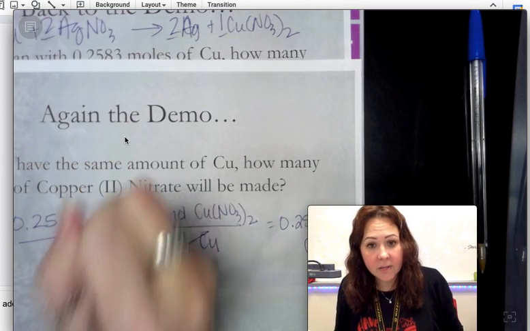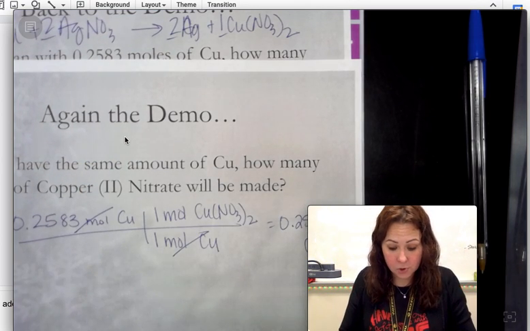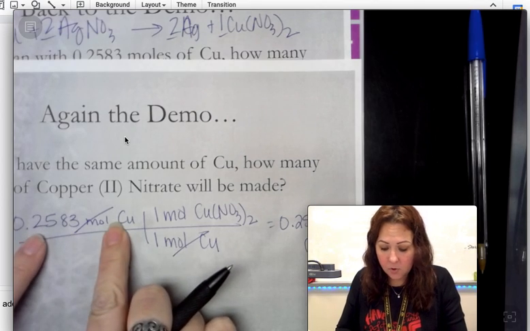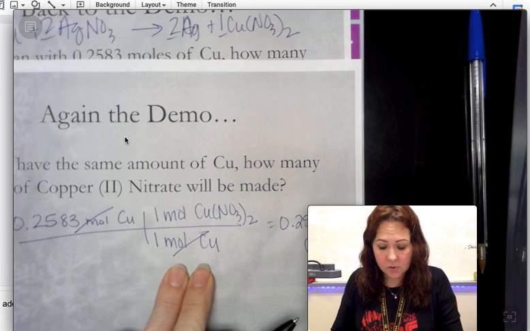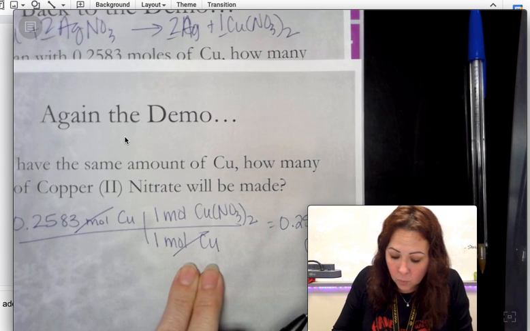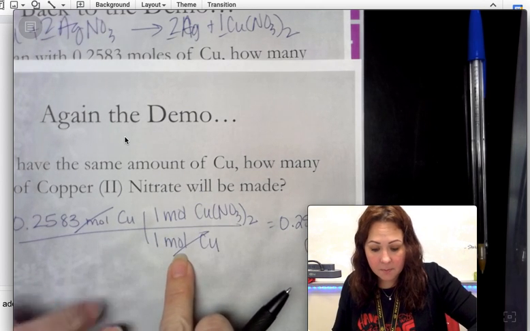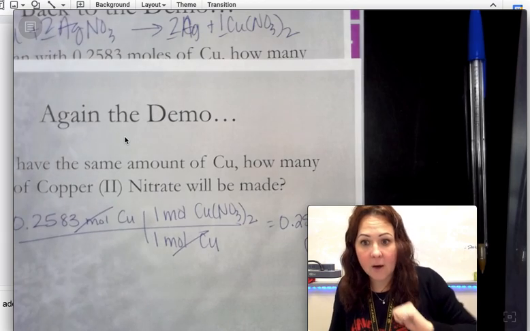So when we're doing these, you look at what is given for your number. Start here. The same unit has to go in the bottom to cancel. So this is moles of copper, so moles of copper. My mole ratio comes from my balanced reaction. These numbers come from the coefficients out front.